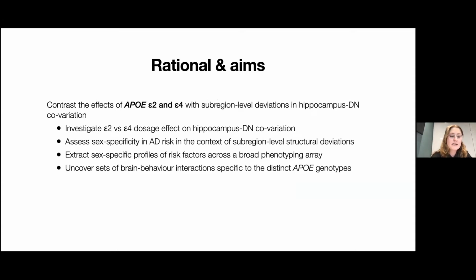By capitalizing on the rich phenotyping available for 40,000 UK Biobank participants, our study could confront the effect of APOE E2 and E4 on inter-individual expression of hippocampus-default network covariation, which was out of reach in traditional small to medium brain imaging samples. We benefited from subregion level granularity to describe Alzheimer's disease-related patterns of deviation in neocortical regions of the default network in lockstep with subregions of the hippocampus in a multivariate approach.